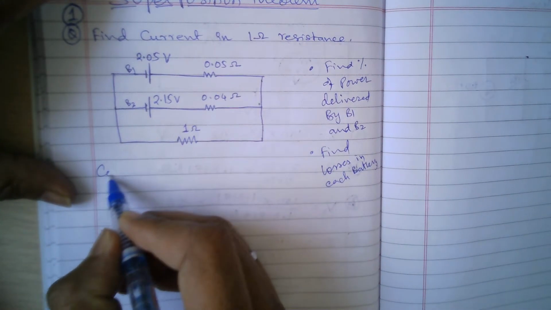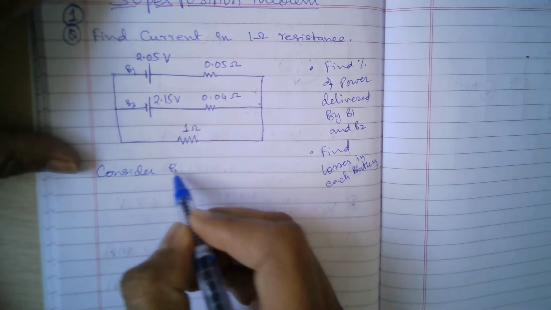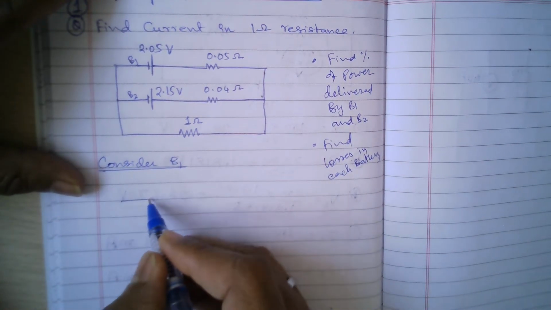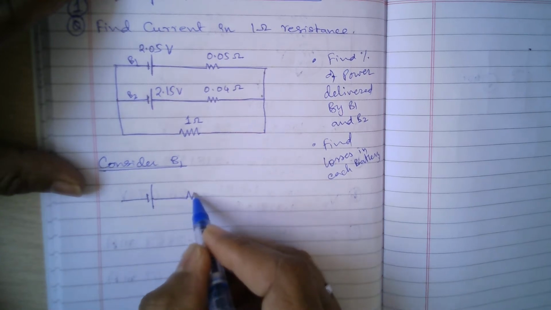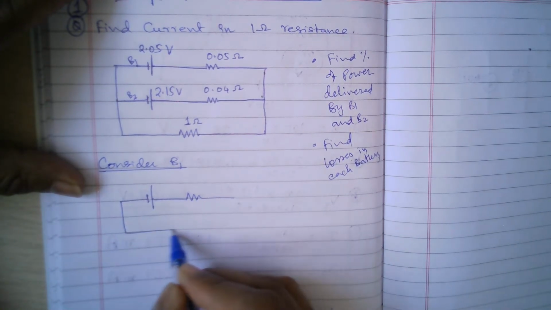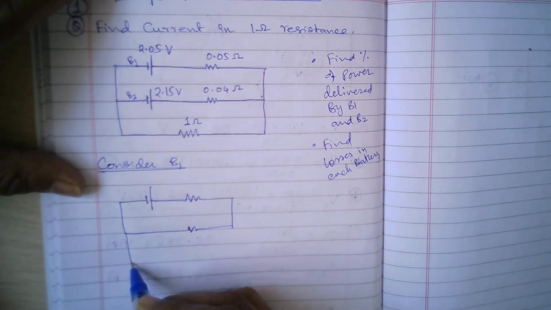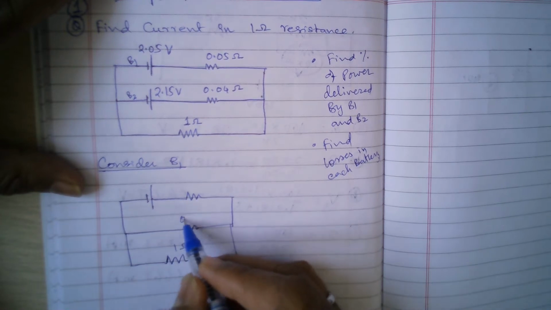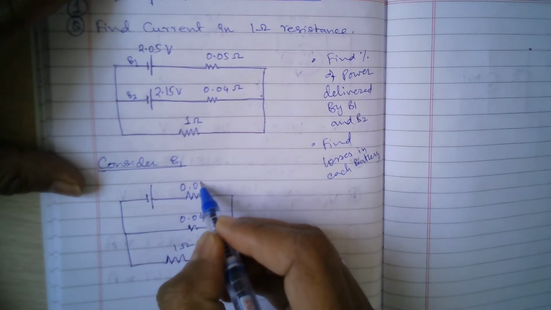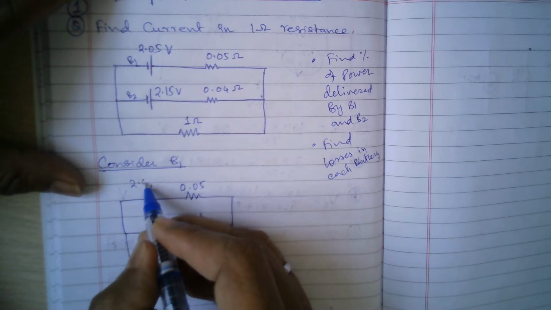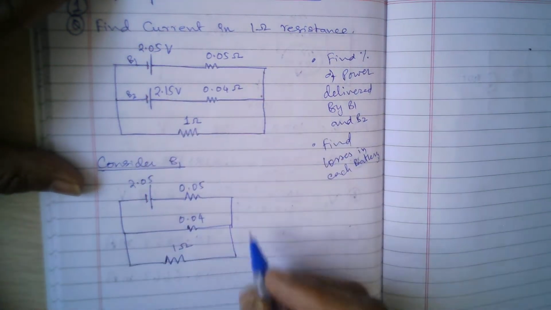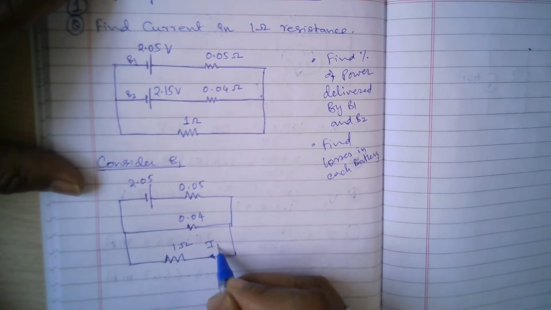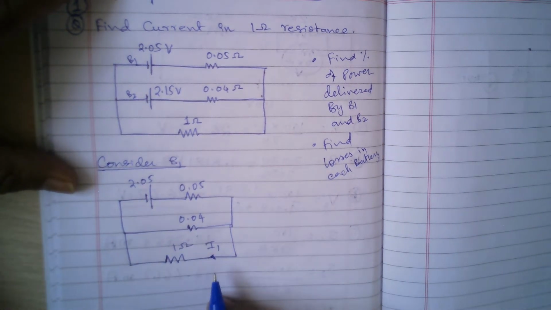Now consider only battery B1. When I consider only B1, the circuit becomes like this. Here it will be a short circuit, and here it will be a 1 ohm resistance. This is 0.04 and 0.05 here, and this one is 2.05. As a result I will be getting a current in this direction. Let's call this I1. What is I1, I want to find out.